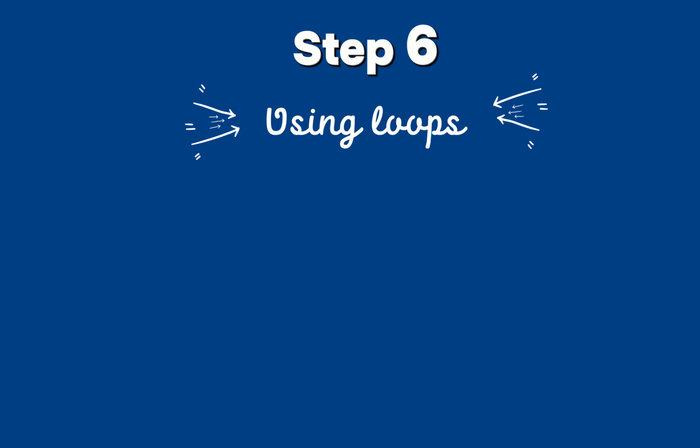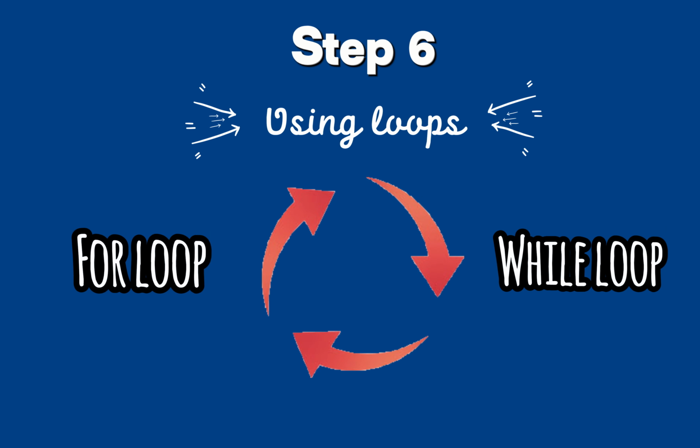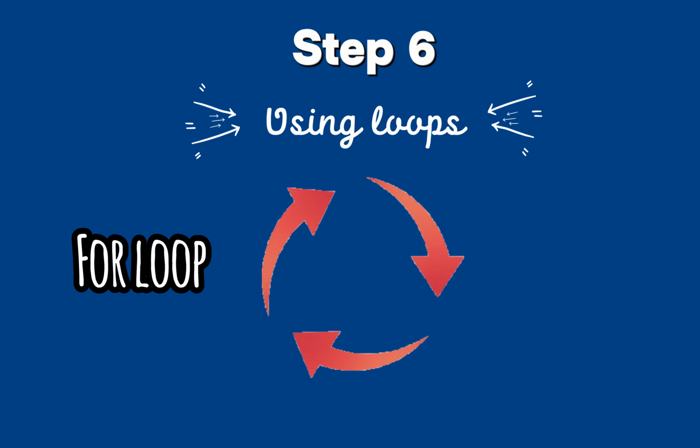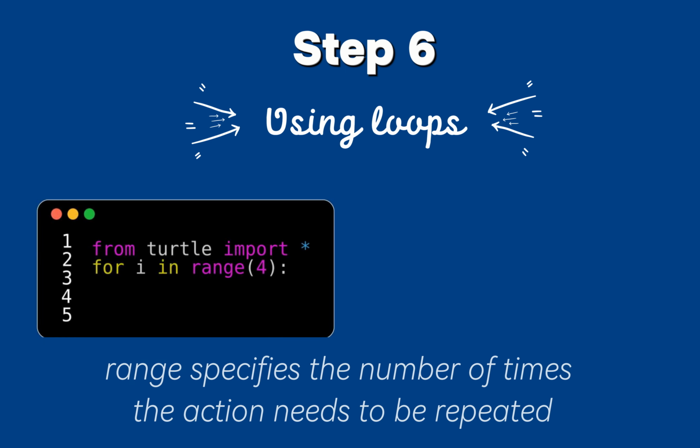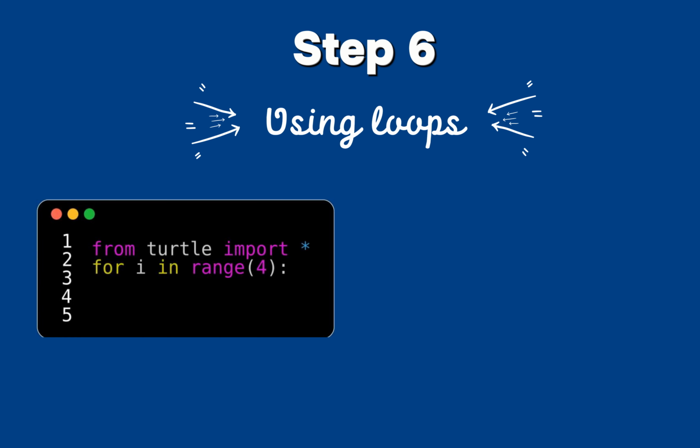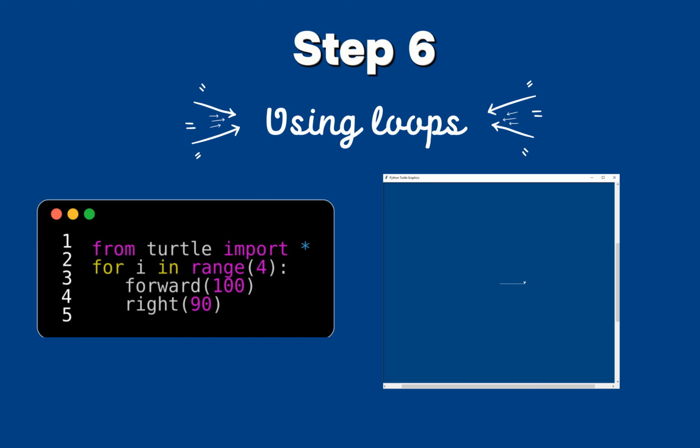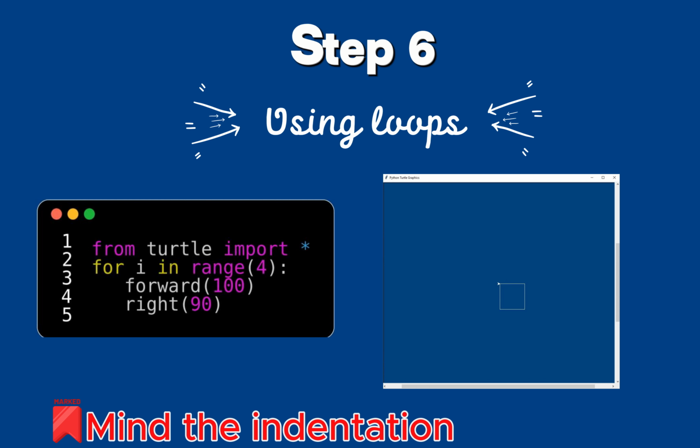To do this efficiently and quickly, Python provides loops, which help us to repeat actions several times. Let's make use of a for loop to make a square this time. For i in range 4, the range tells how many times the action is to be repeated. Next, we type in the action that needs to be repeated, that is forward 100, right 90. So now you can see we again have a square, but now with fewer lines of code. Python requires indentation to define statement blocks, therefore always maintain proper indentation for your code to run.